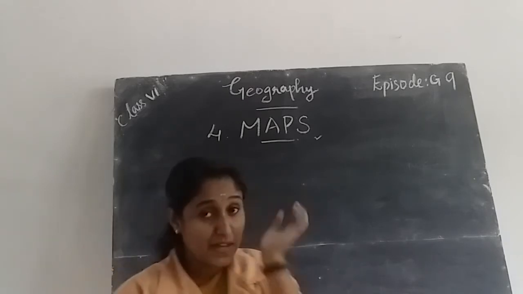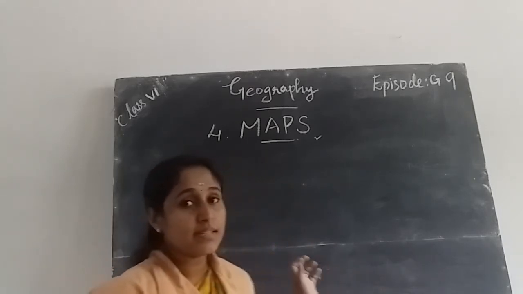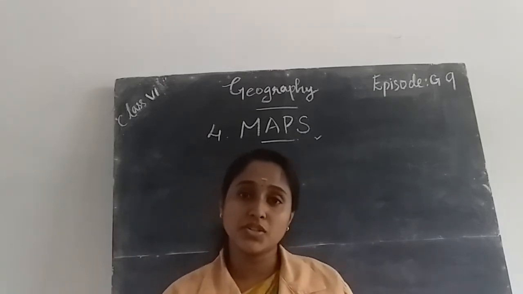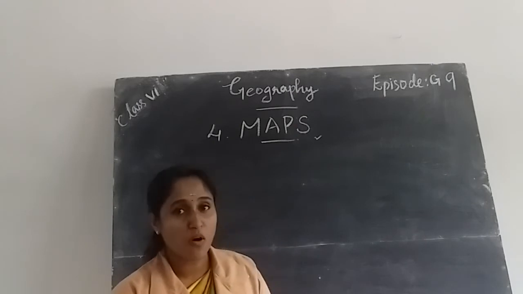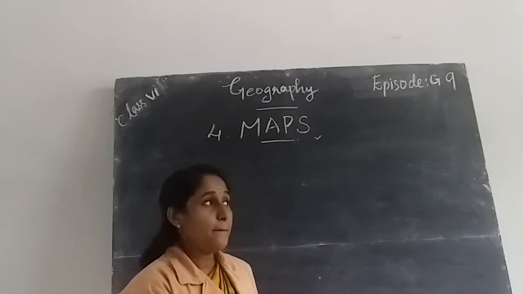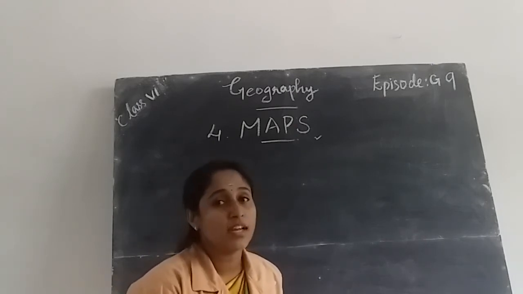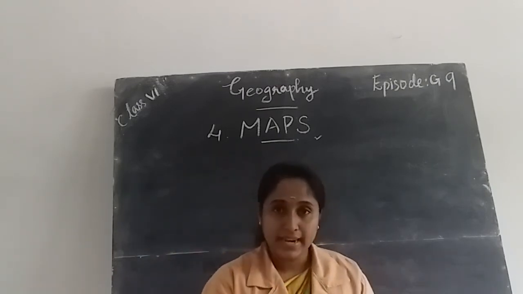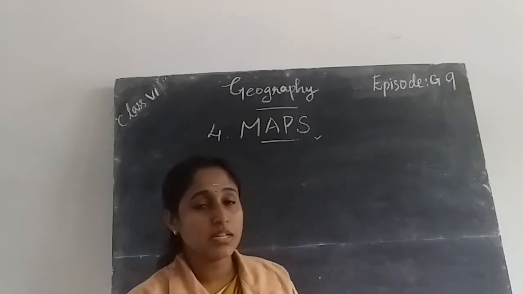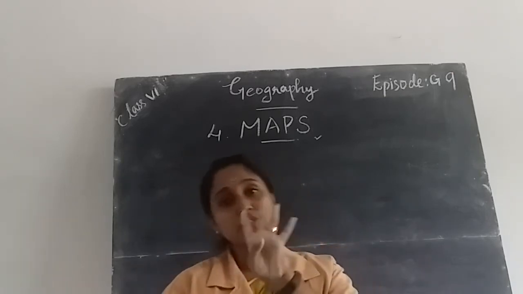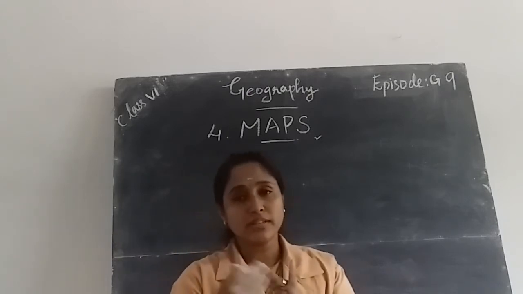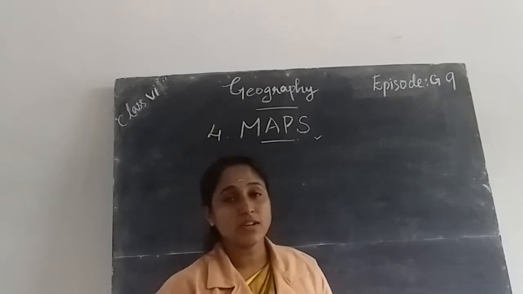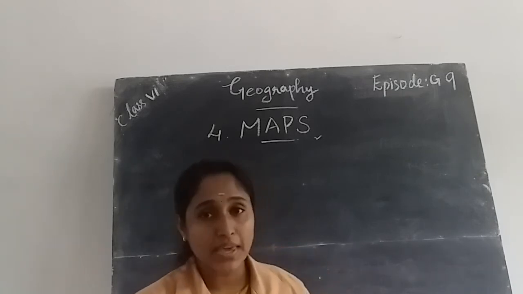So which are they? First one is distance. In real life there are very large distances. In a map we use small units of distance. Mainly there are small scale maps and large scale maps. Next one is directions. For directions we use the cardinal points. We have 4 cardinal points or 4 main directions: north, east, west, south, and 4 intermediate directions: northeast, northwest, southeast, southwest.